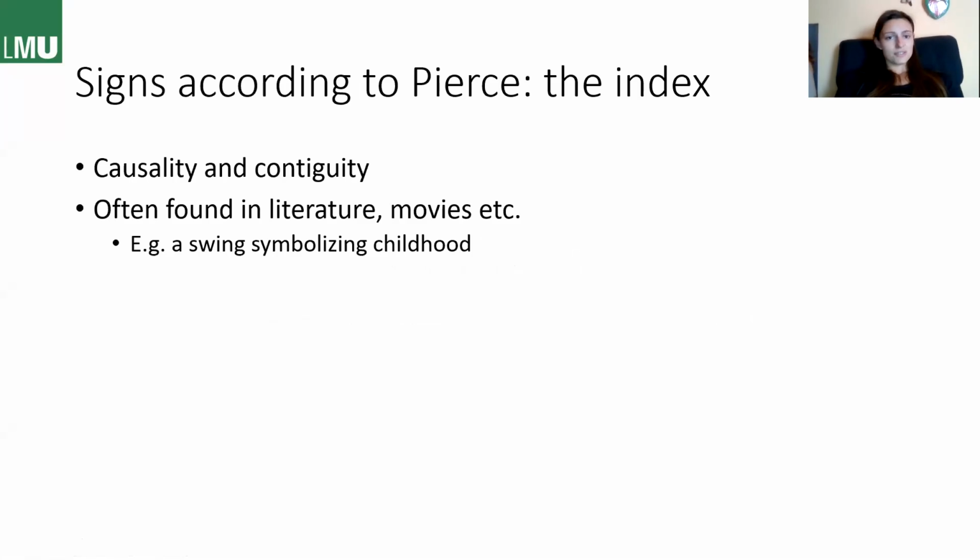Which leads us to the definition of signs according to Peirce, who made three categories of signs, the first one being the index, which is linked by causality and contiguity. So we have this link between what is said and how it is shown. And the index can often be found in literature or movies. For example, we often have a swing, which symbolizes childhood and is a recurring motif. And sometimes the work even creates its own indices, like, I don't know, maybe a character has a certain towel that they often use, and when you hear about that one towel, you will associate it with that character.